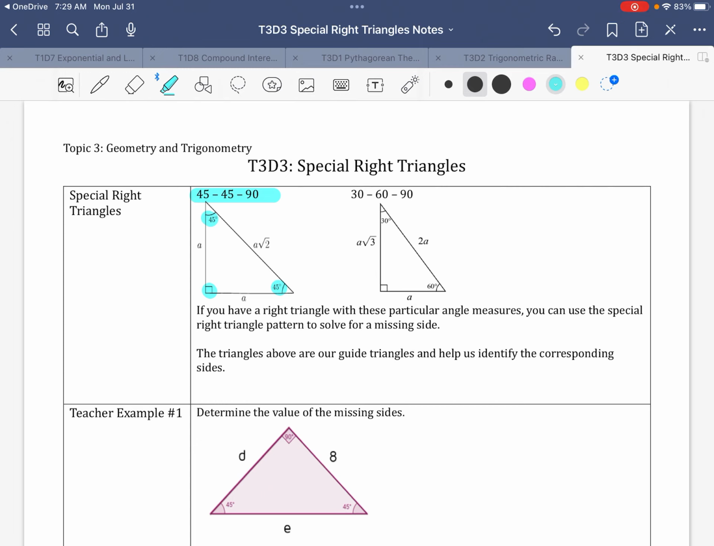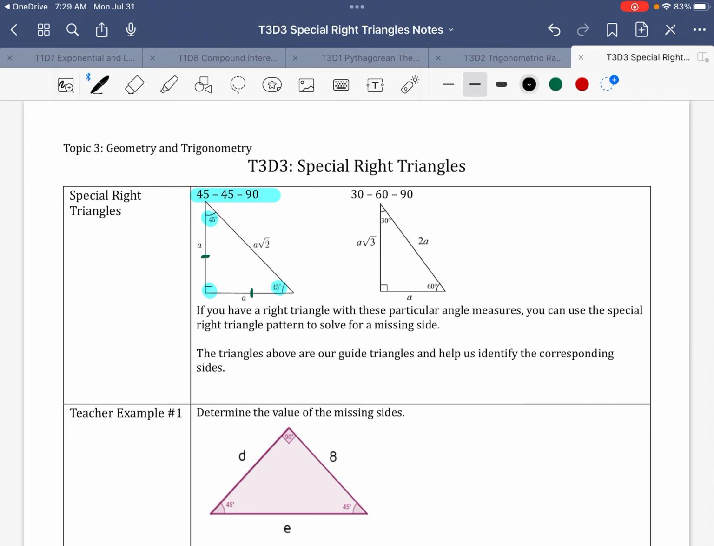What's really cool about 45, 45, 90 degree triangles is that if your legs are congruent, if they're both the same, then you automatically know that you have a 45, 45, 90 degree triangle, because the only way for you to have those congruent legs is to create that 45 degree angle. Okay, so if you have a 90 degree angle and you know that two sides are congruent, then you have to have a 45, 45, 90 degree triangle.